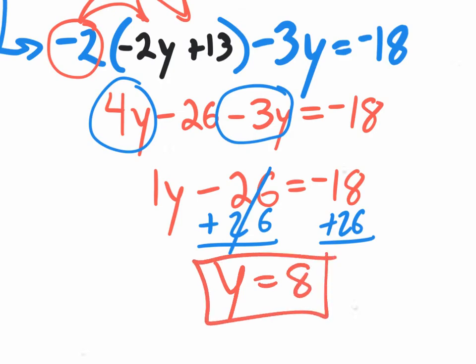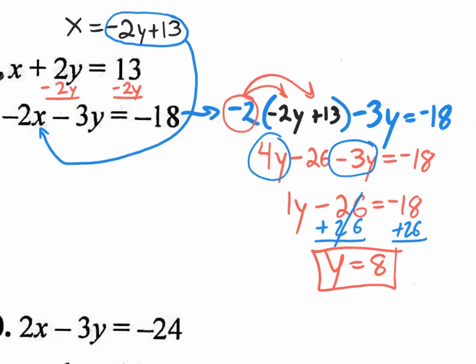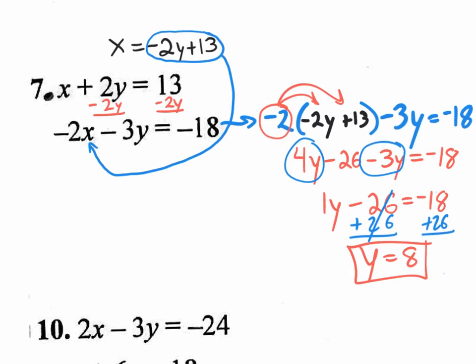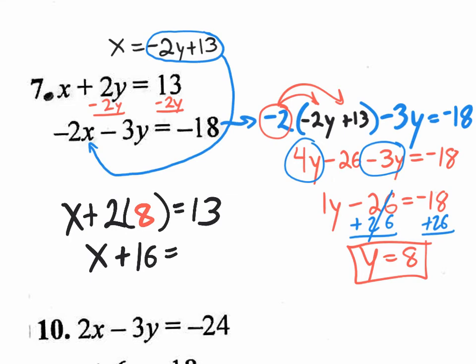That's one answer. You need the other answer. What do we do? Plug it in. To which one? To any one you want. Sure, let's go with the top. The top one says x plus 2y equals 13. But the y we know is 8. So let's work out the math. That's really x plus 16 equals 13. So I need to subtract 16. And I end up with my final answer, x equals negative 3.